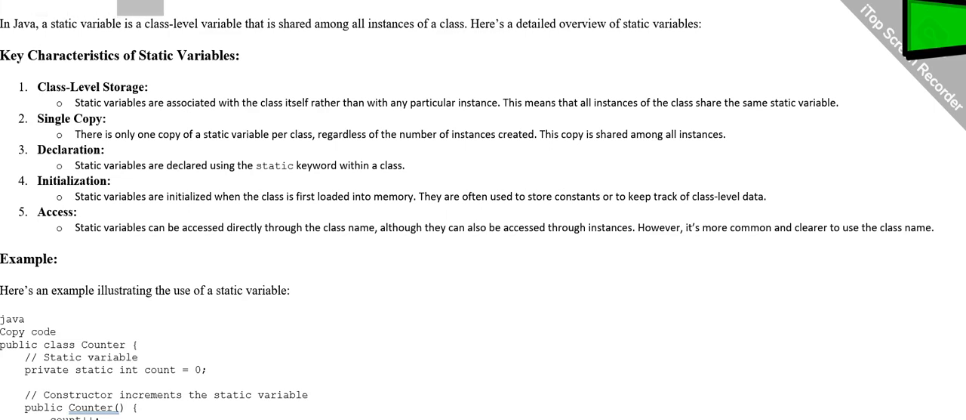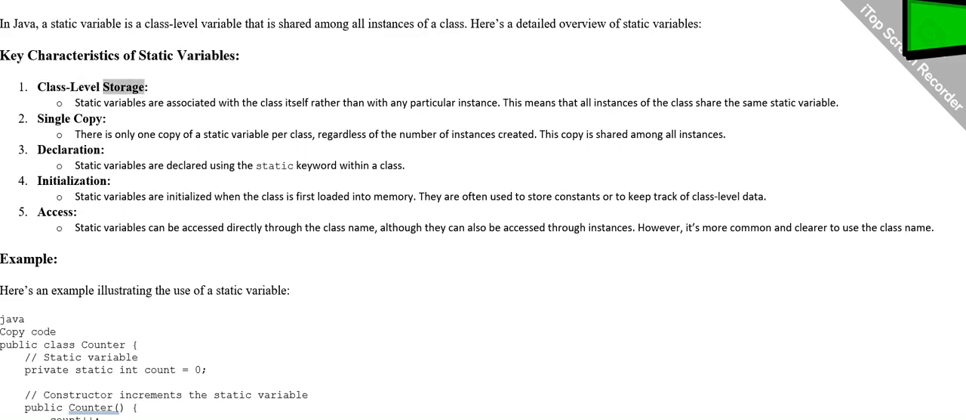12. What is the output of the following Java program? In Java, a static variable is a class-level variable that is shared among all instances of a class. Here's a detailed overview of static variables. Key characteristics of static variables.